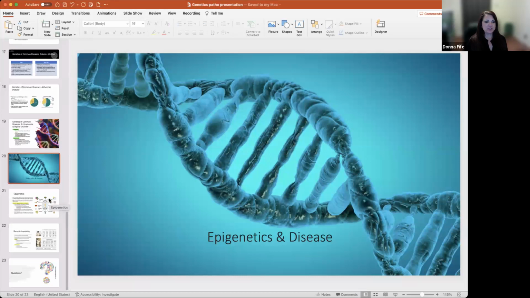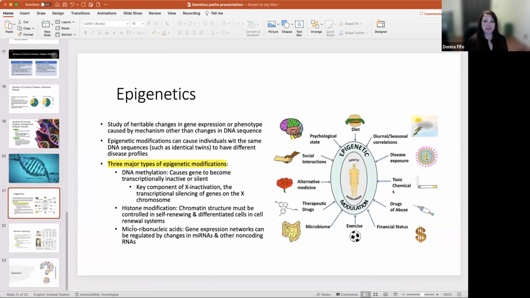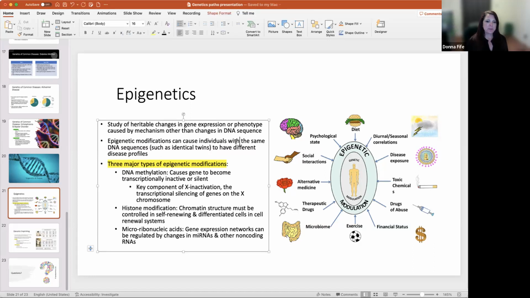Okay, just a little bit on epigenetics and disease. Epigenetics is the study of heritable changes in gene expression or phenotype caused by mechanisms other than changes in the DNA sequence. Epigenetic modifications can cause individuals with the same DNA sequence, such as identical twins, to have different disease profiles. An example could be asthma, where one identical twin might get asthma due to other factors, while the other twin does not because they don't have the same associated risk factors. There are 3 major types of epigenetic modifications: DNA methylation.